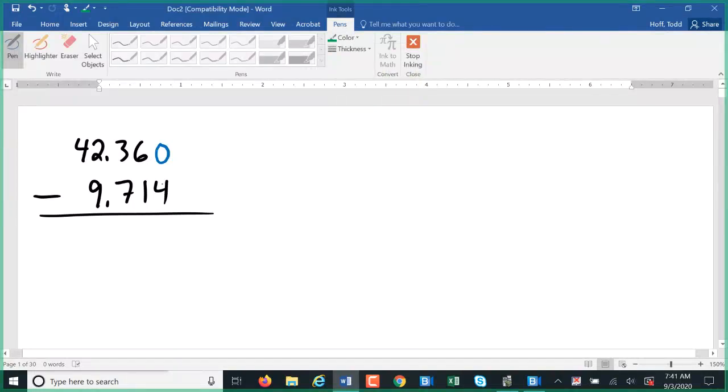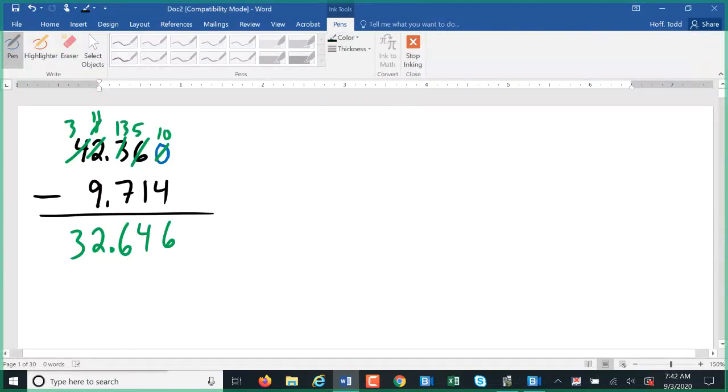Just like with whole numbers, 0 minus 4 can't be done, so we're going to borrow from that next digit. So the 6 becomes a 5, 0 becomes a 10. 10 minus 4 is 6, 5 minus 1 is 4. 3 minus 7 can't be done, so we borrow from the 2, we make it a 1. This is now 13. Notice again the decimal point did not affect our borrowing at all. 13 minus 7 is 6. Once again, we bring the decimal point straight down. 1 minus 9 can't be done, so we borrow from the 4, it becomes a 3, and this is now an 11. 11 minus 9 is 2, and we have the 3.